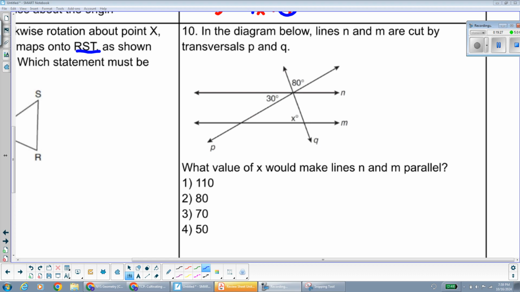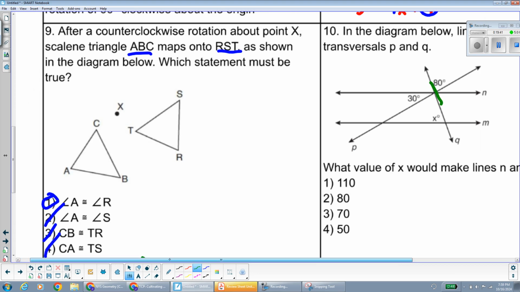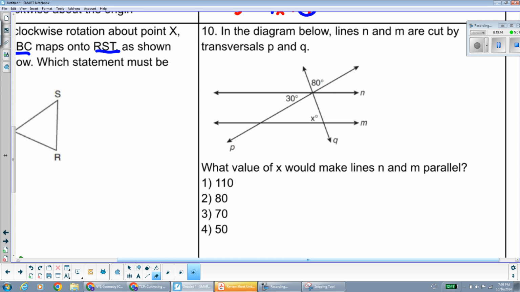Over here, we're trying to figure out which value of x would make the lines parallel. So first, I'm going to fill in stuff I know. I see a letter x, which tells me that we have congruent vertical angles. So I'm going to fill in the vertical angle with this 80 is 80. And I'm also going to fill in the vertical angle with this 30 is 30. And since all three of these angles here are supplementary, 80 plus 30 is 110. So we have 70 over here.